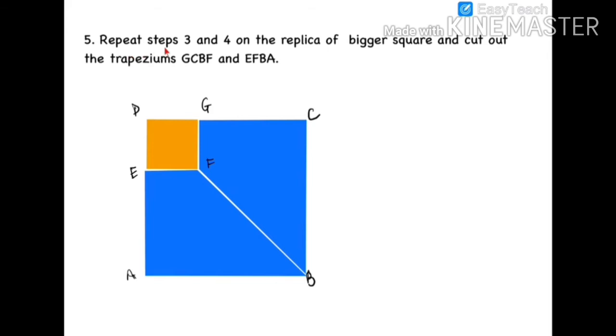Next, we have to repeat steps 3 and 4 on the replica of the bigger square, and then cut along GF, EF and FB. Now I have used a replica of the smaller square because I want to show some color over here. However, you may not cut a replica of the smaller square because ultimately this is the part that is now going to be cut off from the big square.